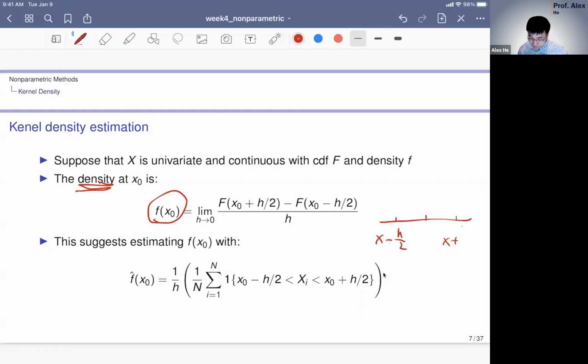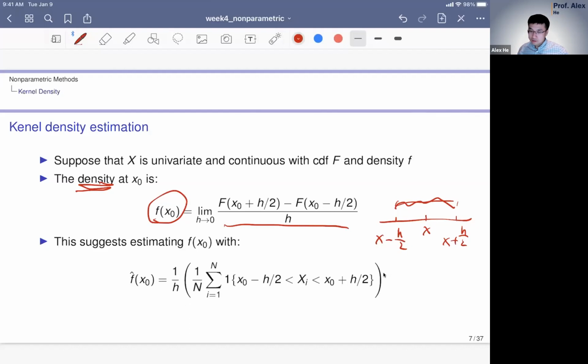So x is in the middle, and we're looking at this very narrow region. Then we calculate the probability of x being in that region, and divide by the length h. That gives you the density, which is the probability divided by the length of the region. So that's this thing here. That's the definition of density.